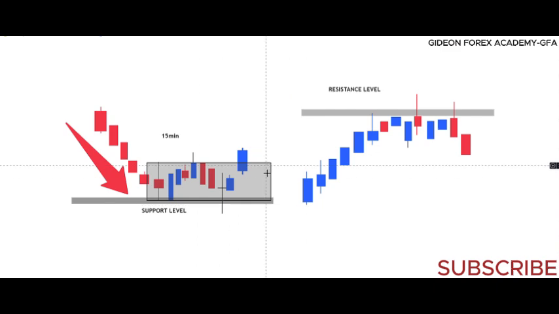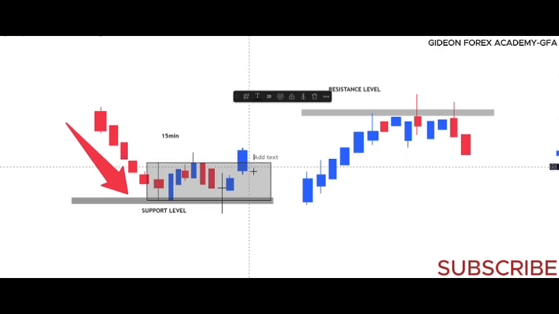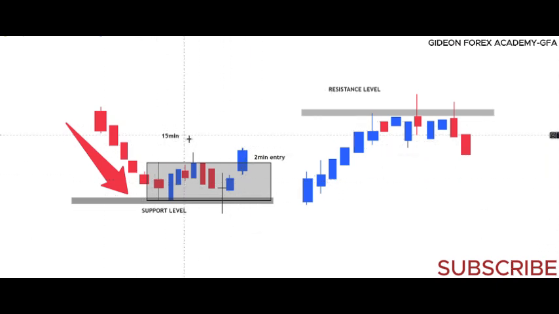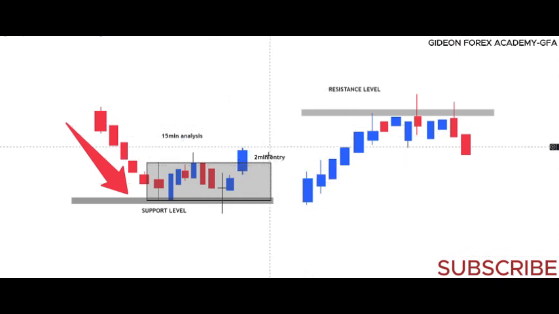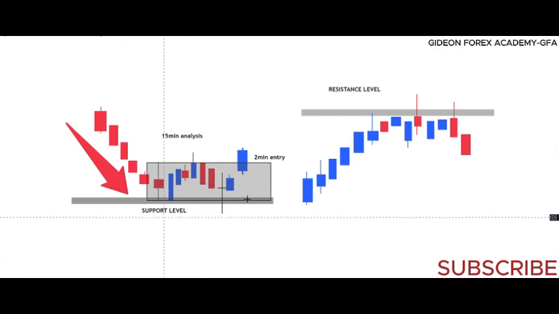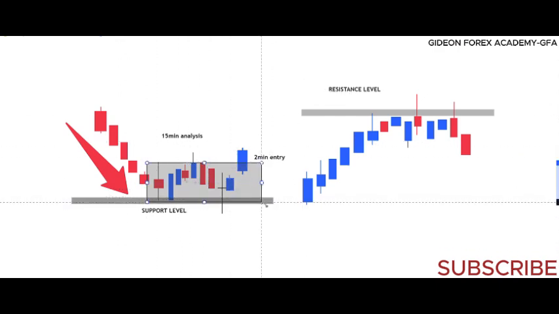You go to your 2 minutes time frame for your entry. So this will be a 15 minutes analysis, the analysis on a 15 minutes time frame, and your entry will be 2 minutes or 1 minute. Make sure you have this range figured out, this range here. What you're waiting for is a breakout of that range where I have drawn this.